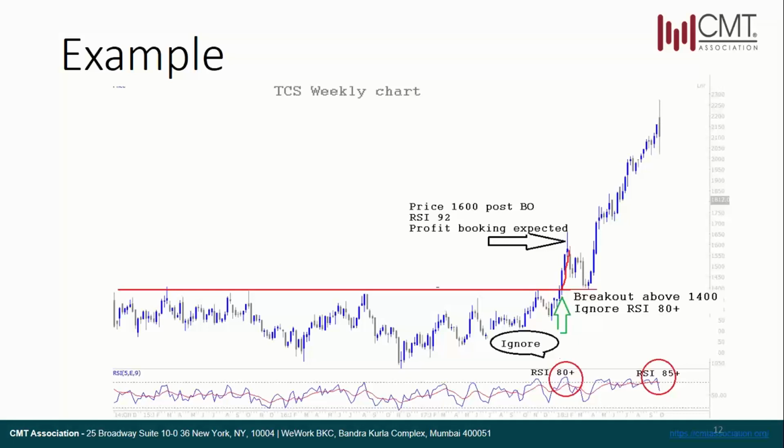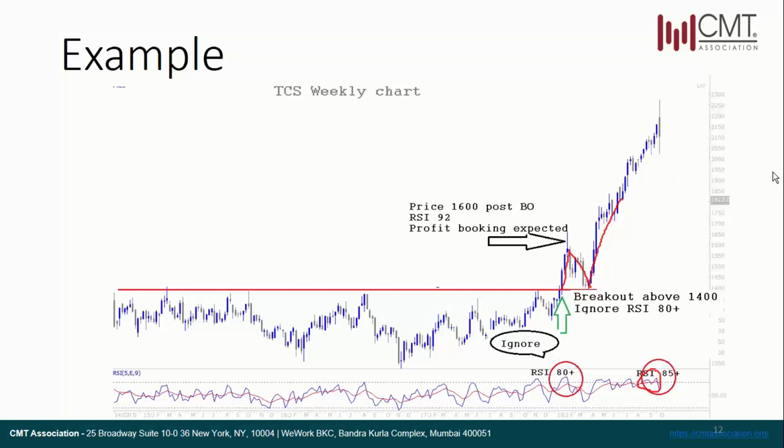And as expected, the stock indeed corrected to the breakout area, and it started the next leg of the rally from this particular point. After this correction, it went up again, and it just kept on going up. Finally, the stock eventually hit an RSI of 85 plus levels at about these areas, and that is the point where I would be looking for an exit after the breakout played its part.